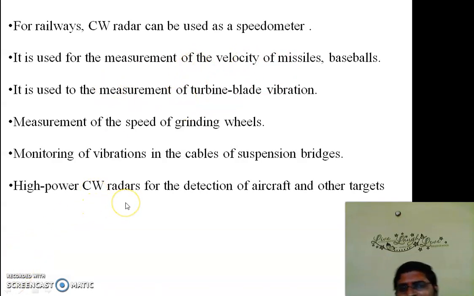Next, what is the main drawback of this CW radar, and what is its major advantage? The first advantage is that its construction is very simple. The drawback is that it is used only for measuring the relative velocity of the target, but it is not useful for measuring range. That is one drawback of the simple CW radar. It is unable to measure the range.